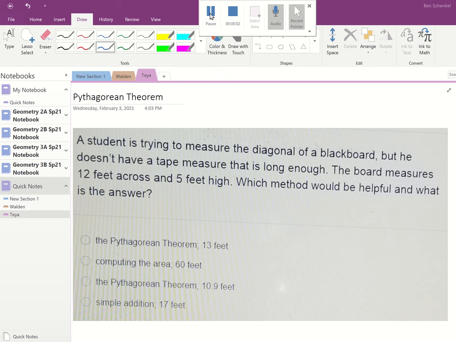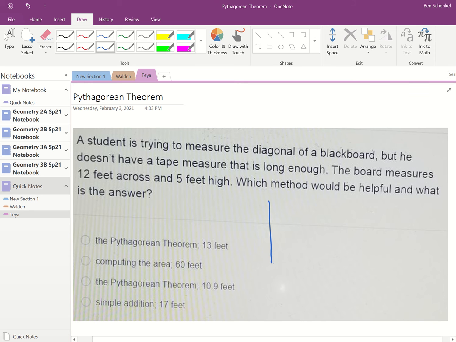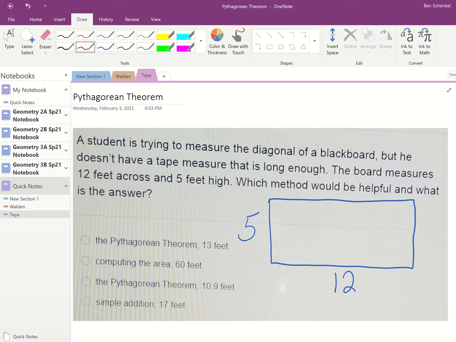Student's trying to measure the diagonal of a blackboard, but he doesn't have a tape measure long enough. Okay, so if we think about a blackboard, it is just a big old rectangle. And we know it's 12 feet across, and we know it's 5 feet tall. And we know he wants to measure, and this should be a straight line, but I can't draw it straight, a diagonal. So he wants to know how long is that side.